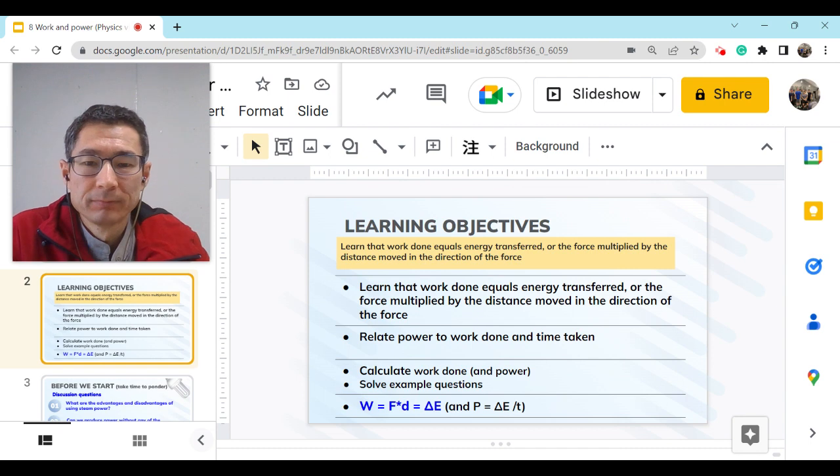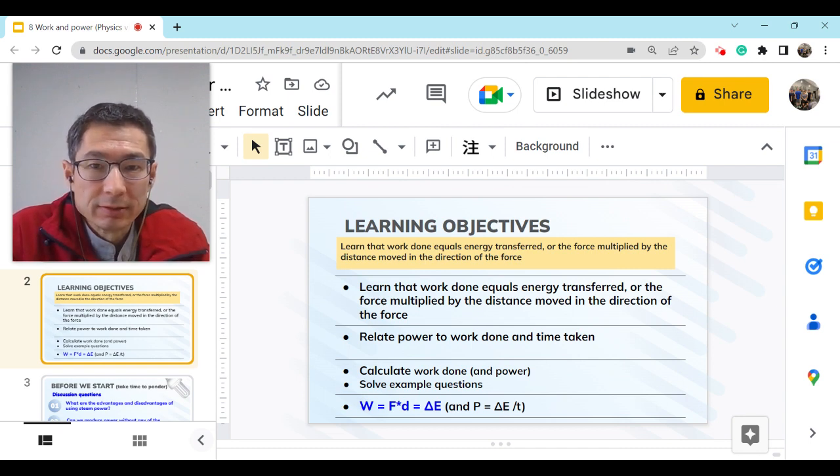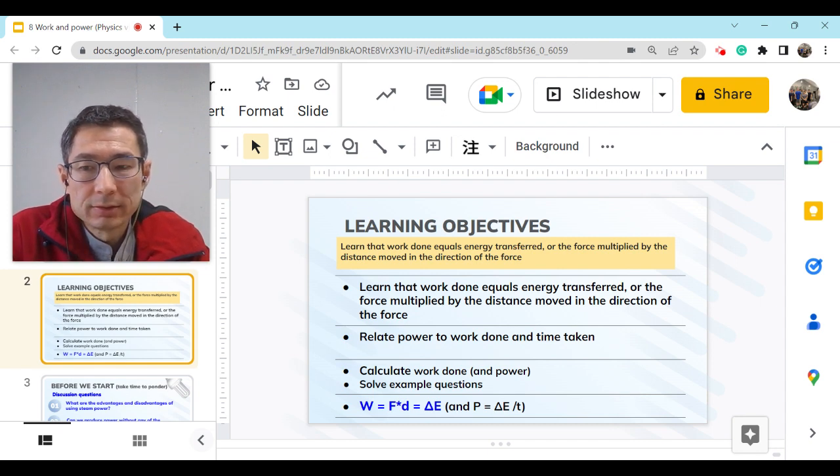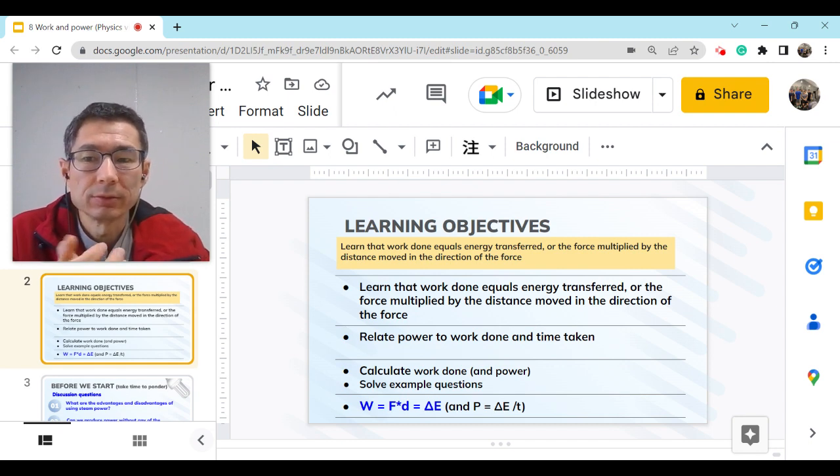Okay, so objectives: define the work done, how to calculate work done, and the meaning of work done, which is equal to energy transferred. We will talk about that. So how to calculate it, and solve the related problems, related to questions about how to calculate it. It's not going to be very difficult. Actually, the whole chapter is kind of a review. It relates to energy, conservation of energy, as well as energy resources and energy transfer.